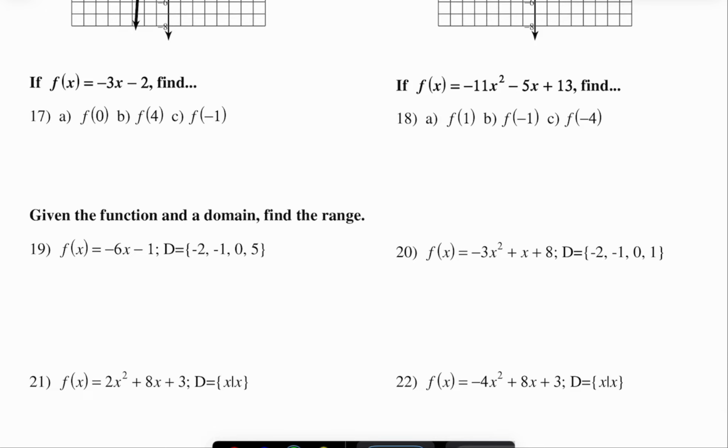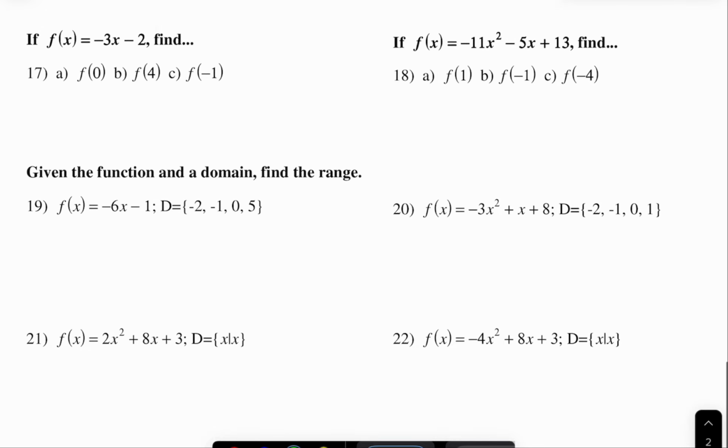17, 18, inputting into a function. So let's do 19. Can you please change this notation down here? The domain is all real numbers. I believe that's what they meant there. Okay, so I'm going to do 19 and 21.